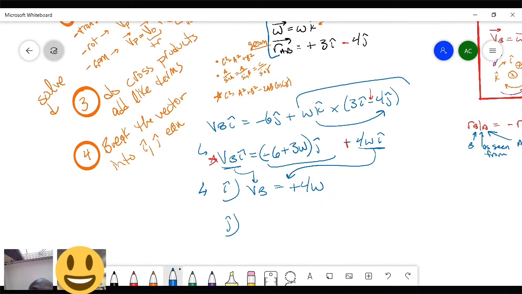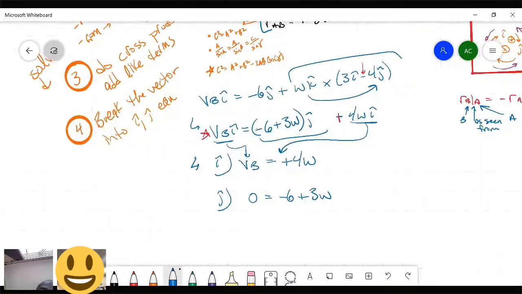So now we know VB equals 4W. But notice I didn't put the I direction anymore because the I direction is already compensated for as its own equation. There's no more I in the equation. So we know VB is 4W, easy peasy. And then finally, on the left side, are there any J's on the left side? No. Nope. So what do we put? On the left side, we just put 0. Exactly. 0. There's nothing on the left, and it equals -6 plus 3W.